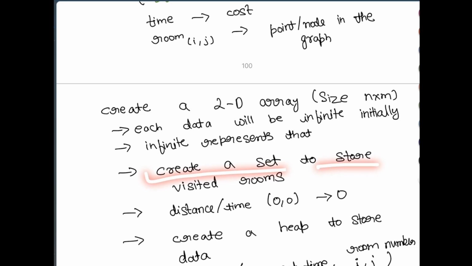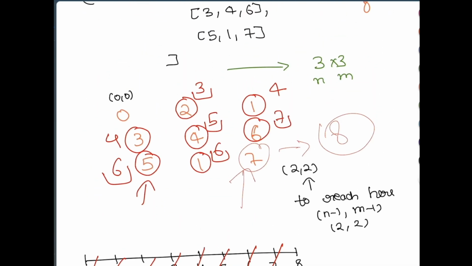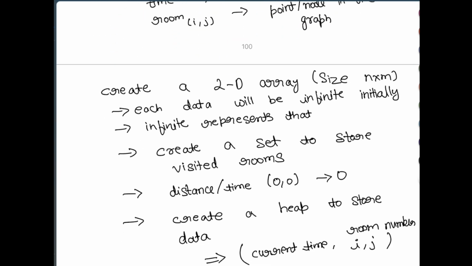Also create a set to store the visited rooms, right? That's because I don't want to visit any room again after I have already visited it and found the minimum time which is required to reach that room, right? If I already know the answer, why do I need to reach back to that room and start doing the same thing again, right? So we need to create a visited set, and this set is going to store all the rooms which we have already visited.